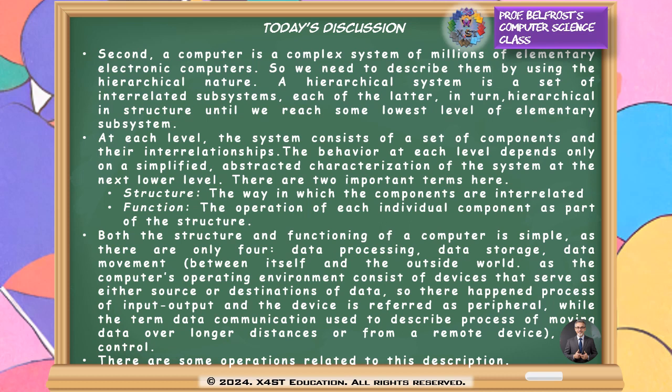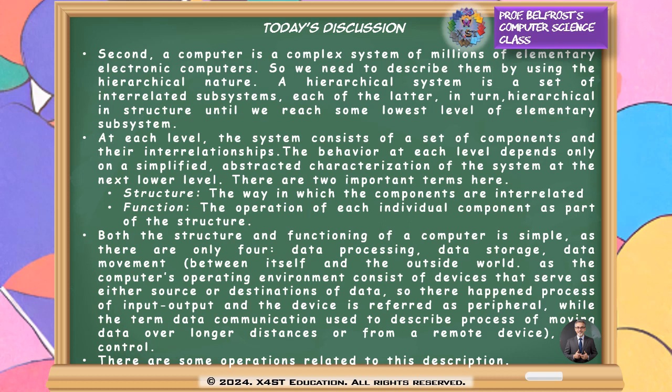First is data processing, second is data storage, and the third one is data movement between itself and the outside world, as the computer's operating environment consists of many devices that serve as either source or destination of the data. When data is received from or delivered to a device directly connected to the computer, the process is known as input-output, and the device is referred to as a peripheral, while the term data communication is used to describe the process of moving data over a longer distance or from a remote device.